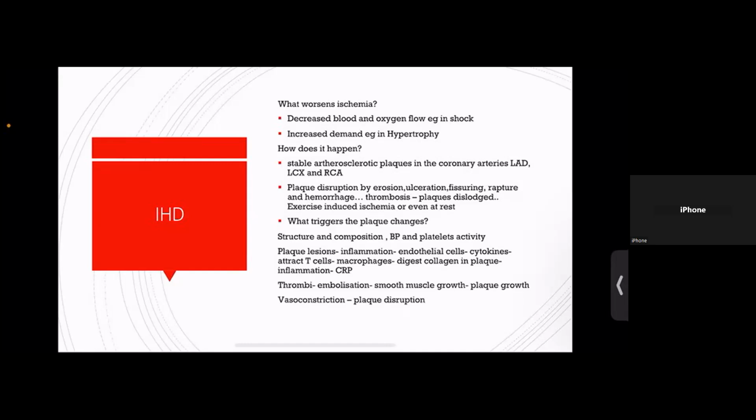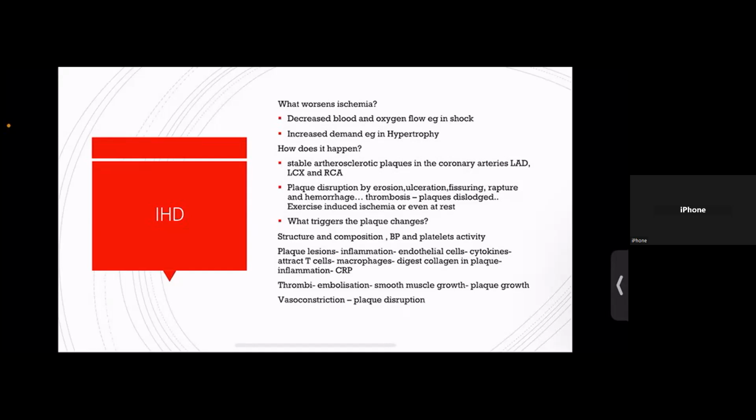Okay. So plaque lesions, inflammation, endothelial cells coming into place, cytokines and T cells getting attracted, and macrophages also coming here because there are inflammatory reactions. Then the collagen is going to get digested in the plaque, and then inflammation. Remember, this is the immunology, or what happens in the pathophysiology of ischemic heart disease. Remember, one of the markers of inflammation is CRP, and if we are going to do an assay on a patient with ischemic heart disease, one of the things we want to check is the CRP.